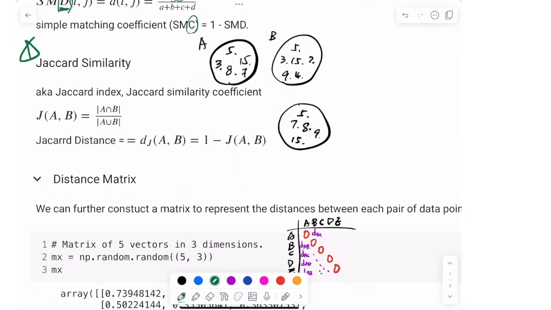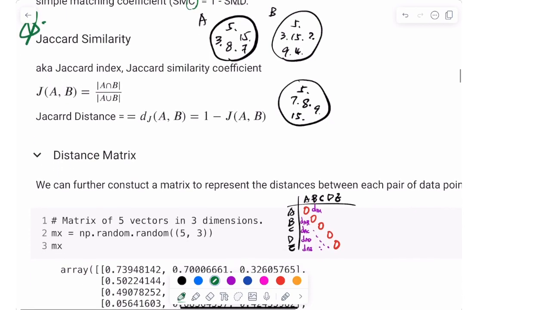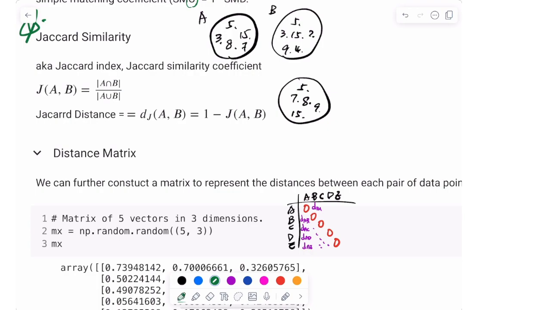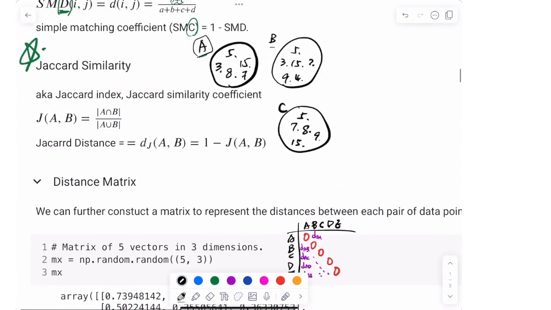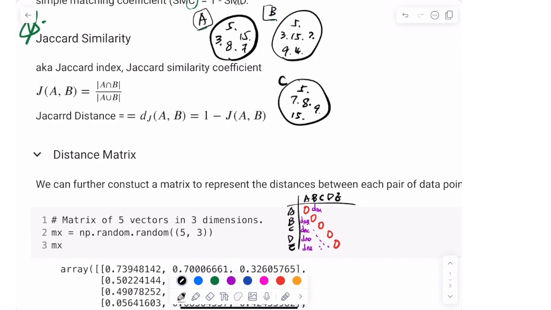The next one is another important concept called Jaccard similarity. The concept comes from sets. Think about we have 3 different sets, and there are several different items in each set. How do we calculate whether set A is similar to B, or A is similar to C? The numbers here are not numbers, they are just items in that set.